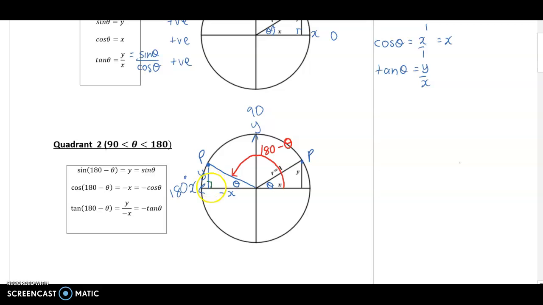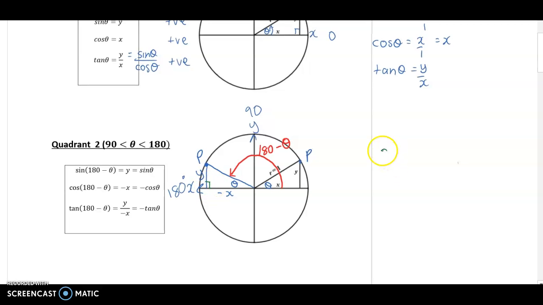Now, this is a right-angled triangle, so we can have a look at sine, cosine, and tan again. So sine of theta in this quadrant is still opposite on hypotenuse. The hypotenuse is still a radius of 1, so it's still y over 1, which is still y, which is positive still. So that's like the first quadrant. So sine is positive here. Let's have a look at cos. Cos of theta is adjacent on hypotenuse, which is minus x over 1, which is minus x. So cos is actually negative in this quadrant.